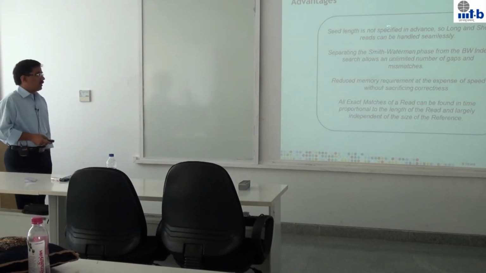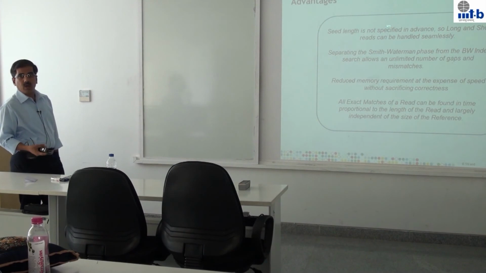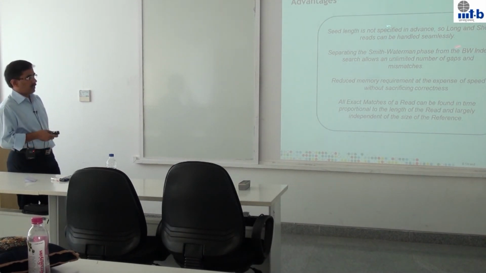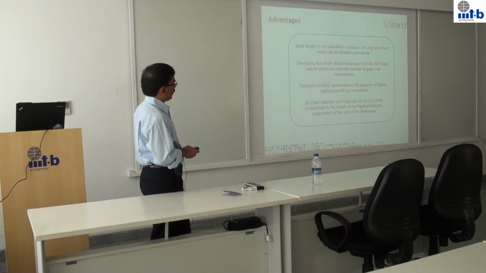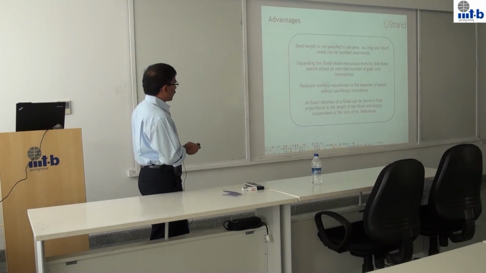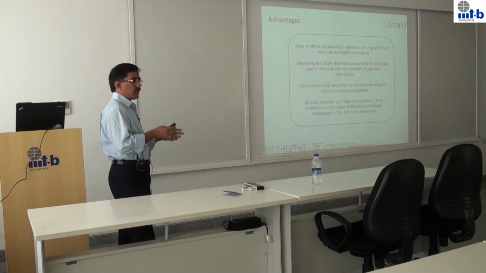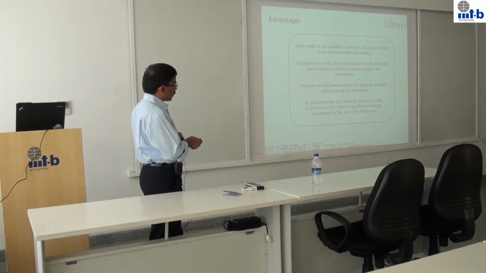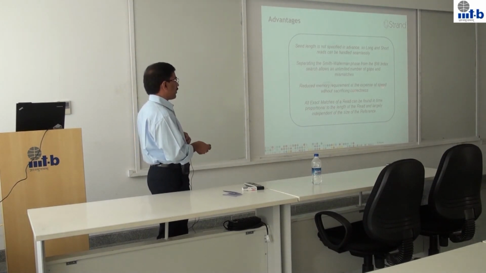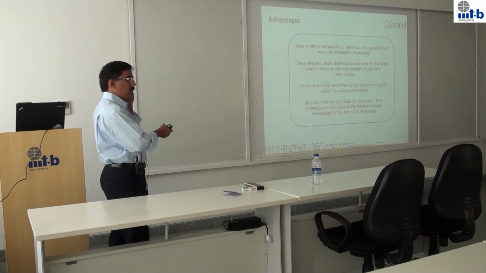In terms of advantages compared to other approaches, here the seed length is not specified in advance. So whether you process long reads or short reads, they can be handled in a seamless manner. And the Smith-Waterman dynamic programming phase is separated from the BWT index search, which was not the case with some aligners that are available outside. So with this, we are able to handle an unlimited number of gaps and mismatches. In the dynamic programming stage, we can specify how many gaps or mismatches we would like to handle. And the big thing is the reduced memory requirement at the expense of speed without sacrificing any correctness. So with this, we are able to run the alignment on 4 GB machines.